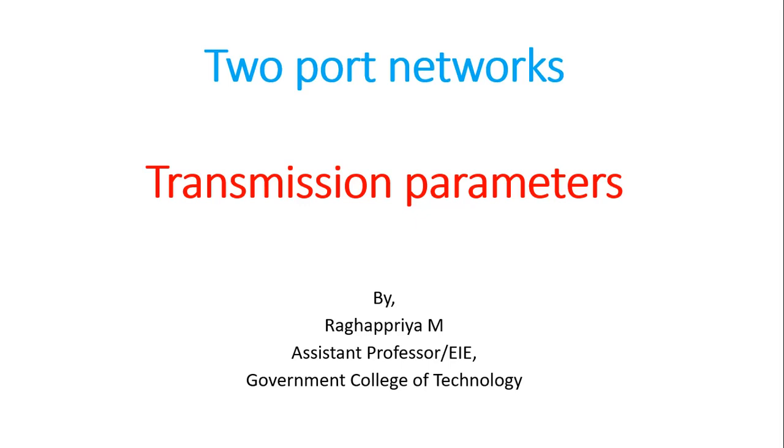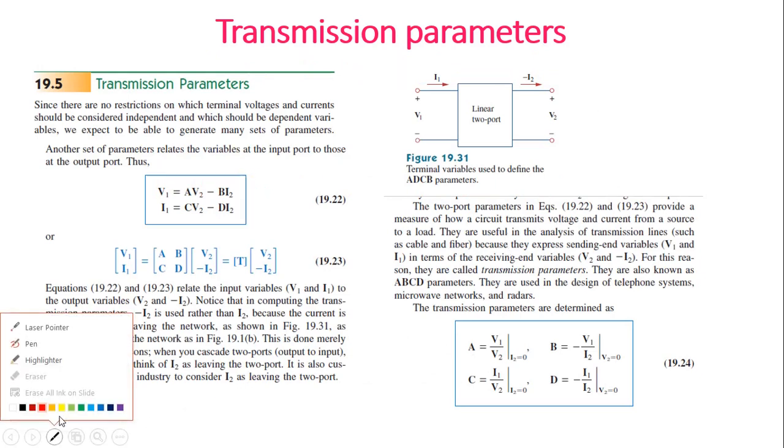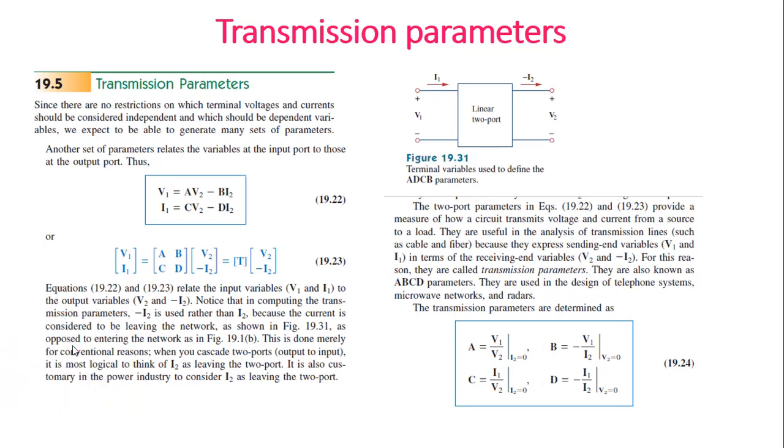So in this video we are going to discuss another set of parameters which are called transmission parameters. Since there are no restrictions on which terminal voltages and currents should be considered independent and which should be dependent variables, we expect to be able to generate many sets of parameters.